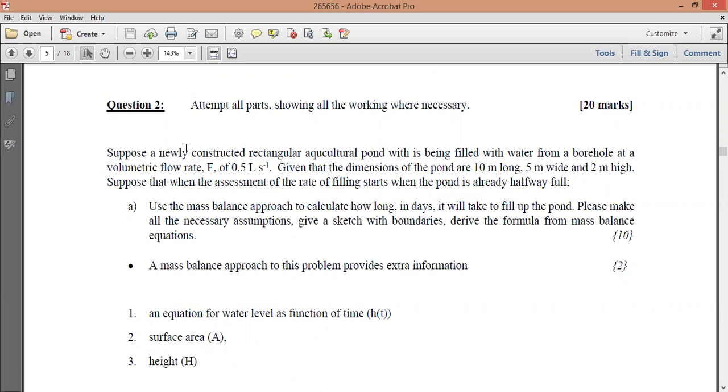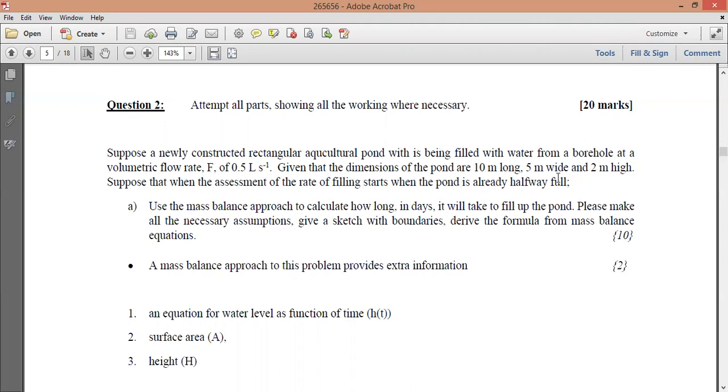So this question is a single component question. The first part of the question is single component because we're only looking at water. Suppose a newly constructed rectangular agricultural pond is being filled with water from a borehole at a volumetric flow rate of 0.5 liters per second. Given that the dimensions of the pond are 10 by 5 by 2 meters, suppose that when the assessment of the rate of filling starts, the pond was already halfway full.